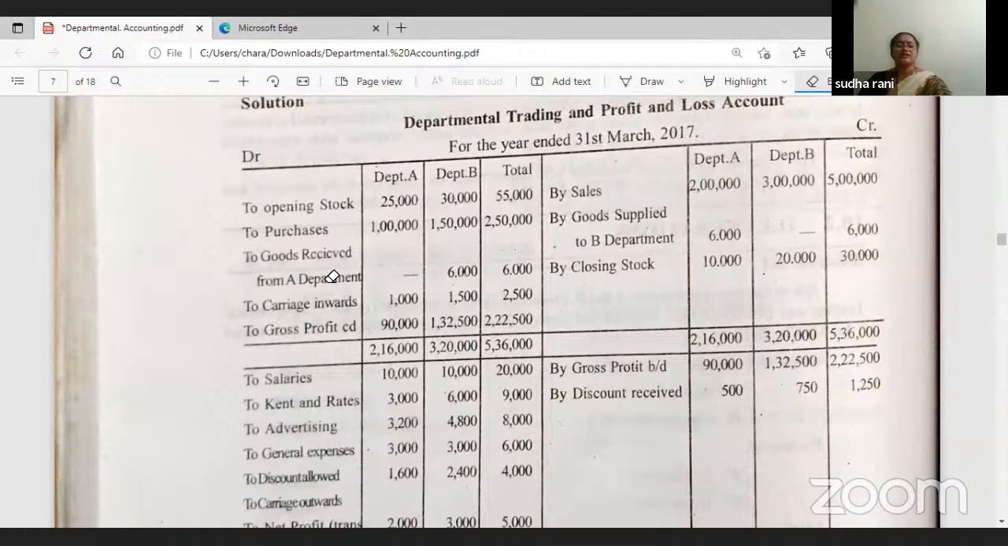The next, what else is there? That's all. We took everything that comes in the trading account. It's a normal trading account only. Department wise also you are showing. Then find out the gross profits.